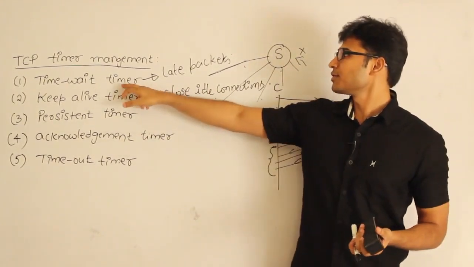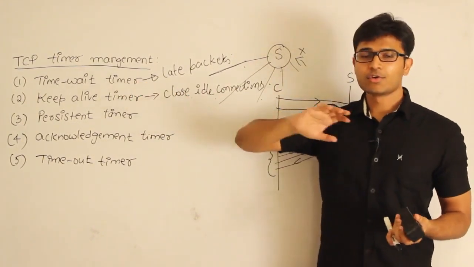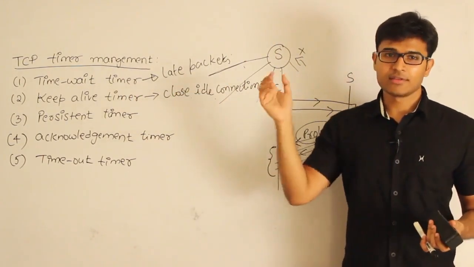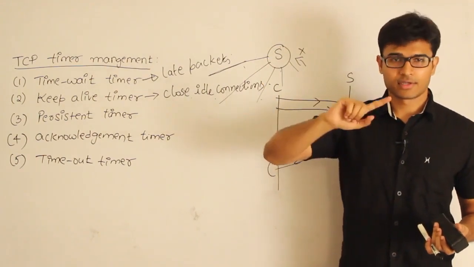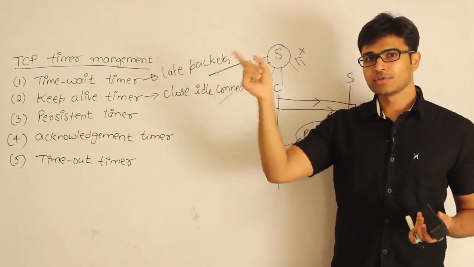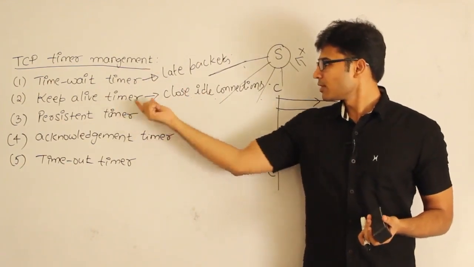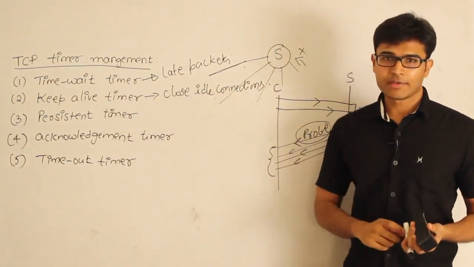So that is why you wait until you get the bill, then pay it and then leave. Similarly here also, the same concept. You generally don't close the connection immediately, you wait until you get all the packets, then you discard them and then you leave, so that the next one who is going to use the same port number will not face any problem. And what about the keep alive timer? It is used to close the idle connections.